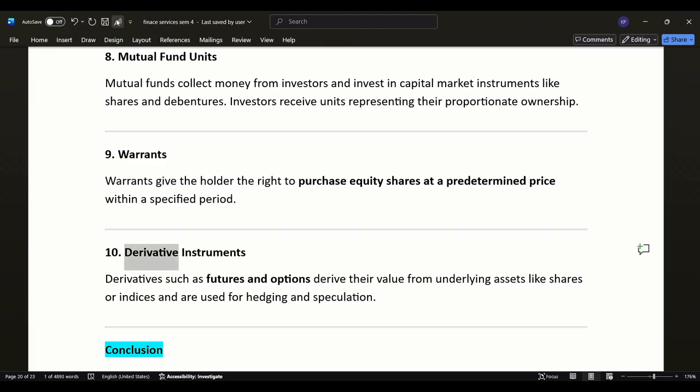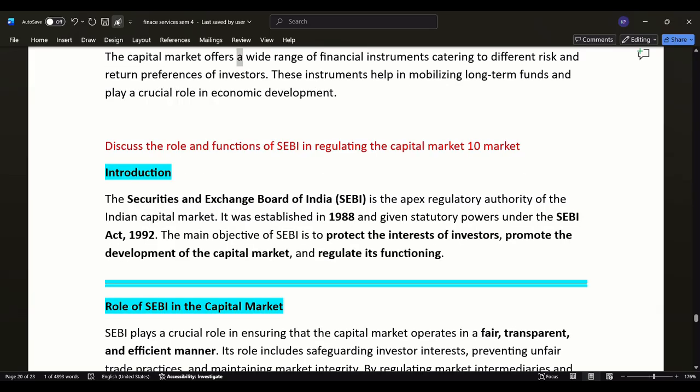10. Derivative instruments. Derivatives such as futures and options derive their value from underlying assets like shares or indices and are used for hedging and speculation. Conclusion. The capital market offers a wide range of financial instruments catering to different risk and return preferences of investors. These instruments help in mobilizing long-term funds and play a crucial role in economic development.